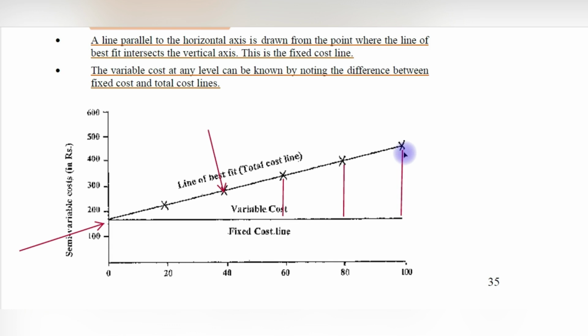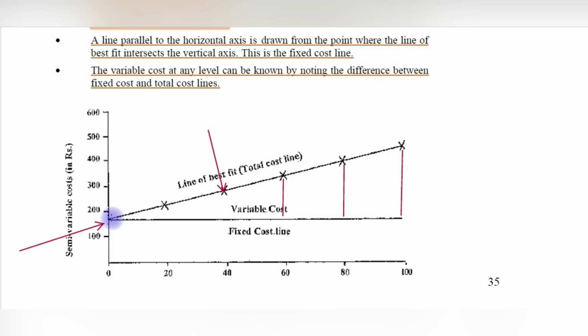And when that line is drawn, the point where it intersects the y-axis, means when x is equal to 0, means when the production is 0, this point is the fixed cost. Fixed costs, as we have seen, are the costs that do not depend on the volume of the output. Irrespective of the output, these costs will be incurred. Whether you produce something or not in the business, these costs are going to occur.